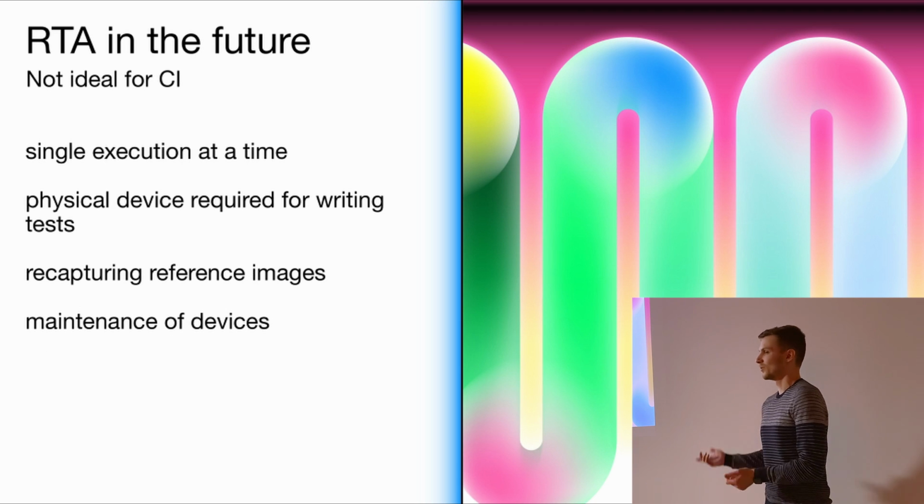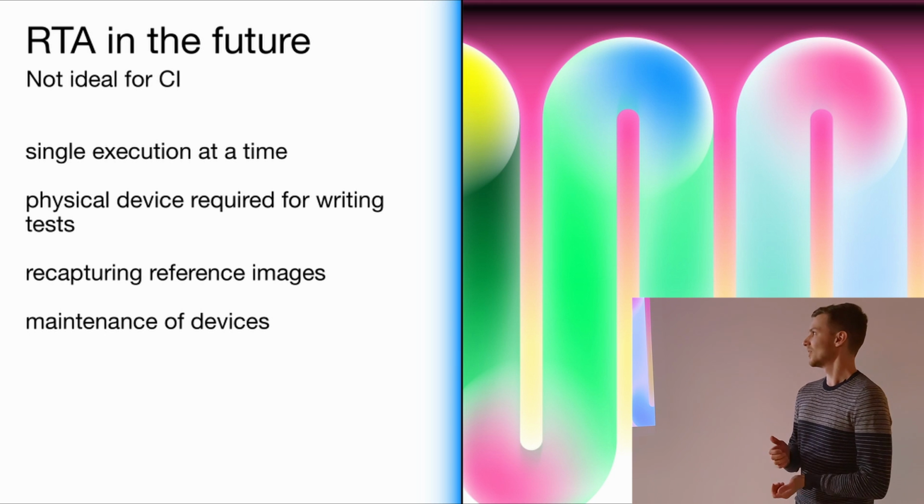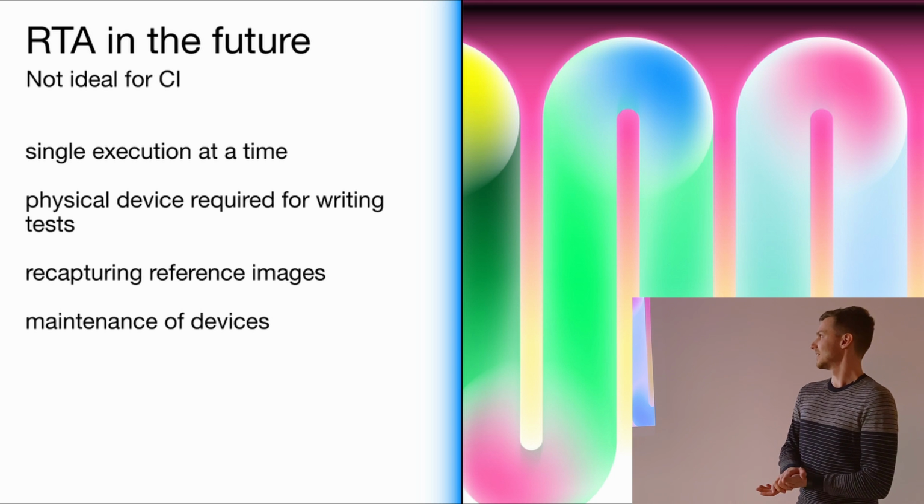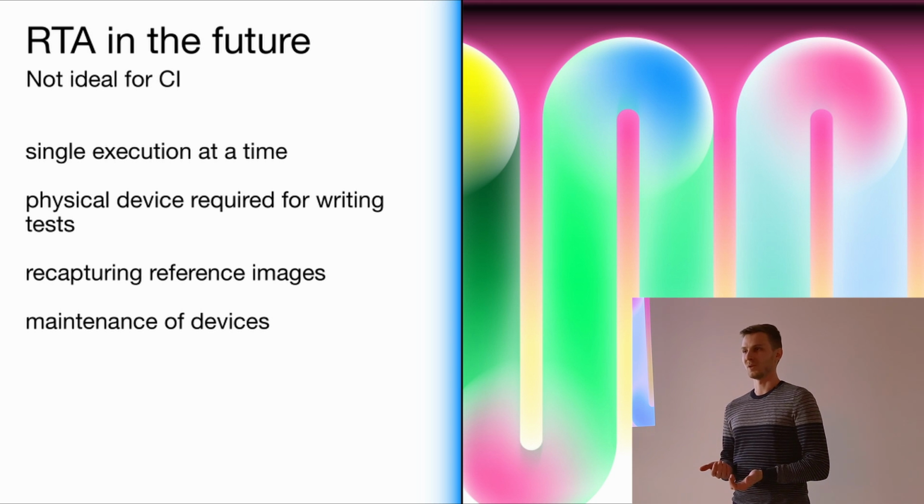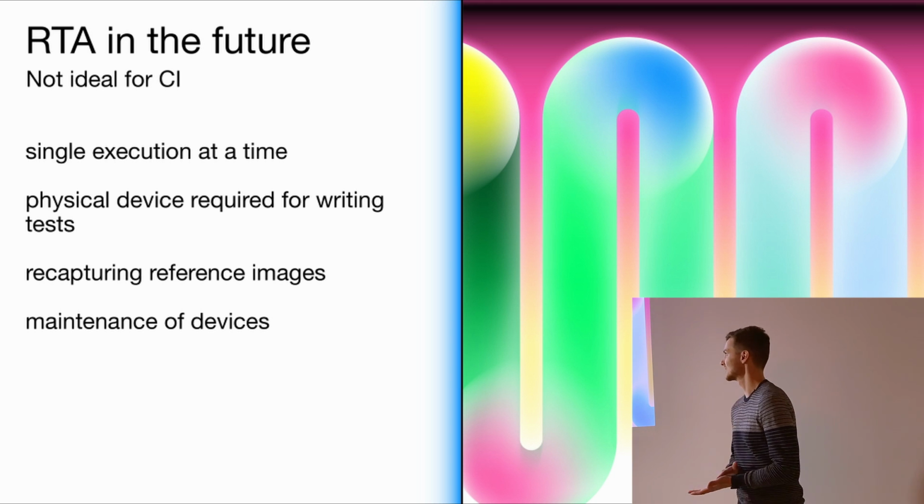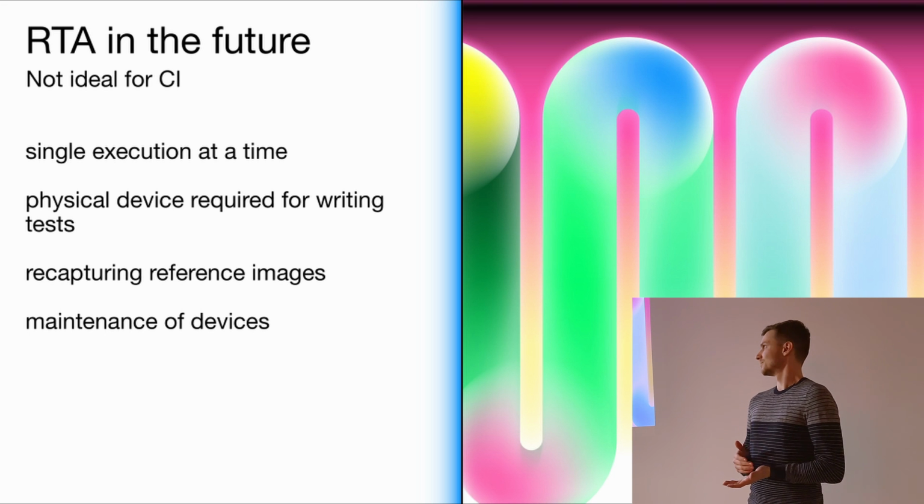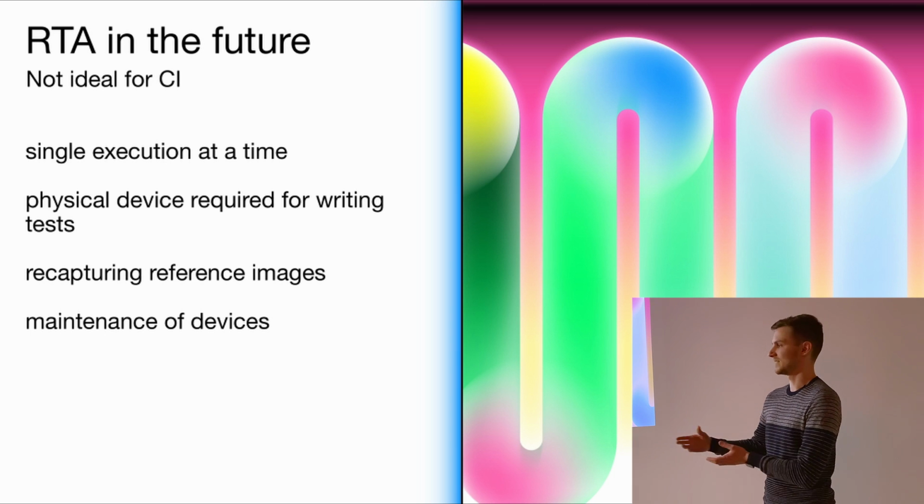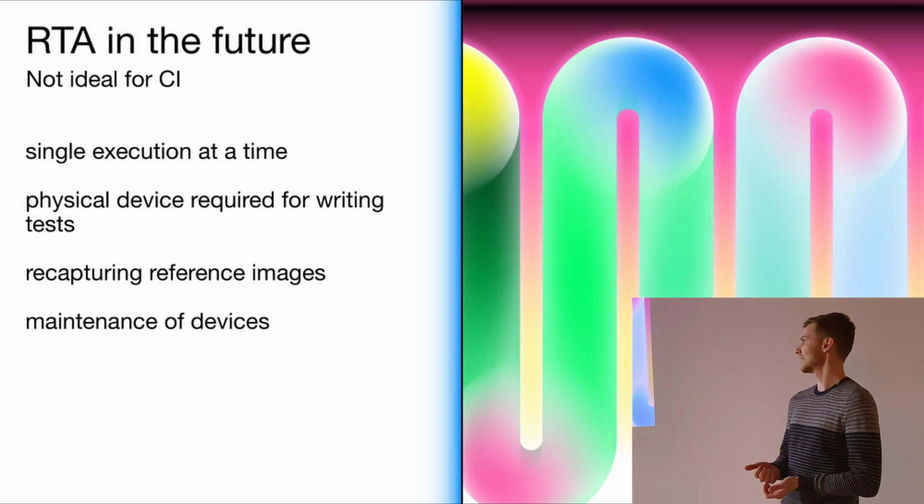But as I said before, we have this in the office. It is still not ideal for CI. We can just run one execution at a time because we have one setup there, and we want to run multiple. We also want to test some feature branches. We also currently need physical devices to write tests, because we have physical devices in the office where the tests are actually running.